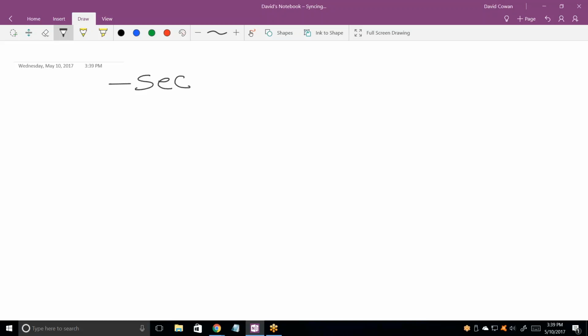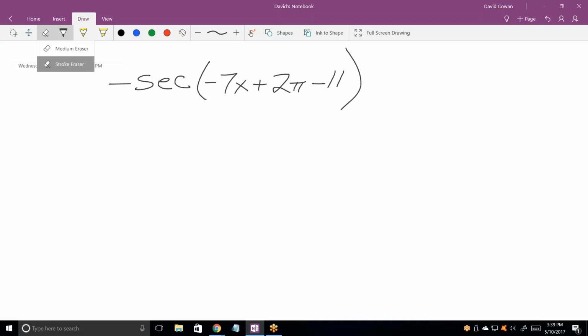Alright, negative secant, and then parentheses, negative 7x plus 2 pi. Plus what? 2 pi. That it? Parentheses, minus 11. All still inside the parentheses? No, the minus 11. Yeah, I didn't think that was going to. When I started looking at it, I realized that can't be inside the parentheses. Minus 11, like that, right?